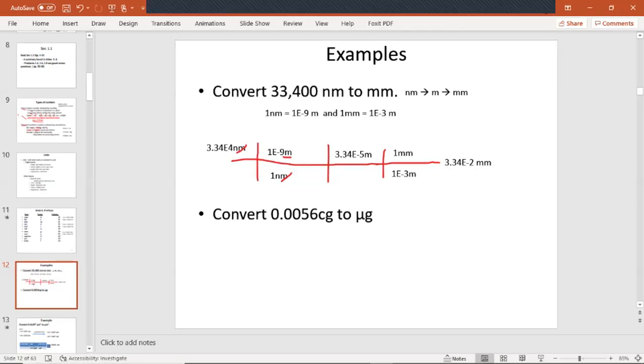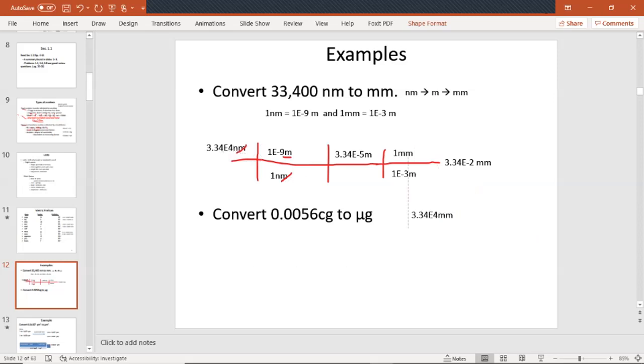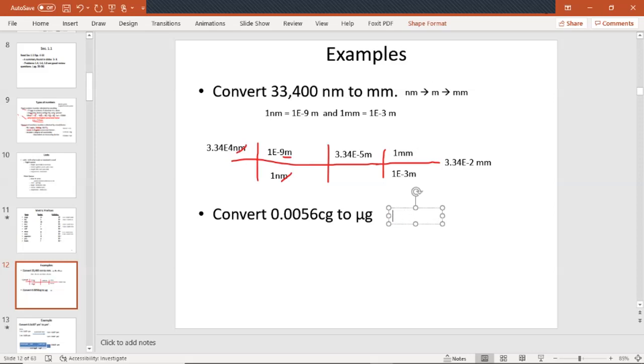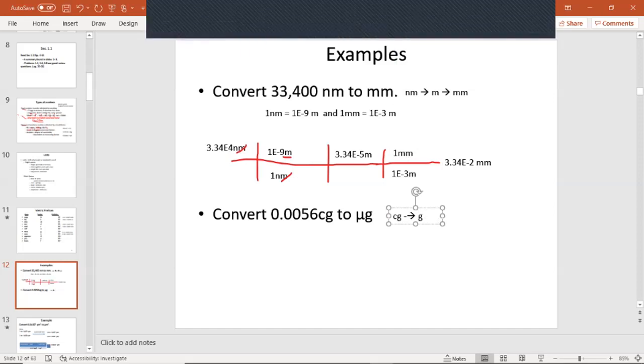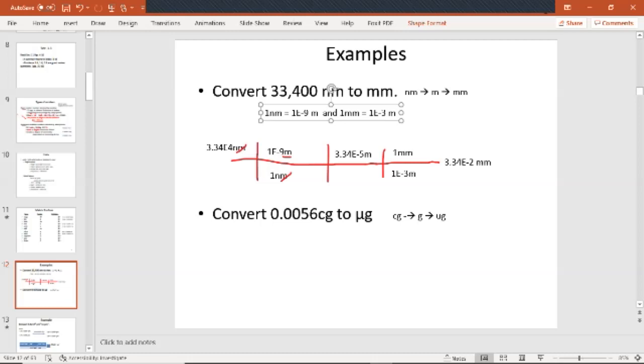Now if we look at the next one, we have 0.0056 centigrams, and we want to convert it to micrograms. So the way we're going to do this is we're going to convert centigrams into grams into micrograms. So we need to know the conversion factors for this.